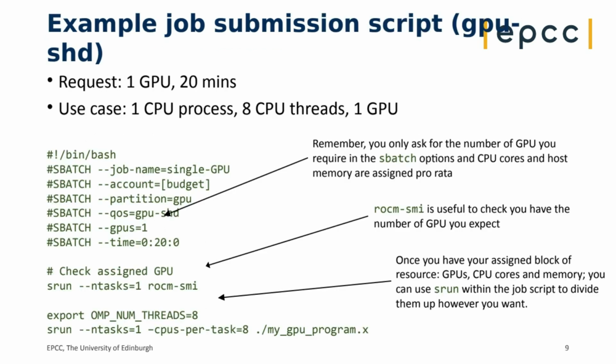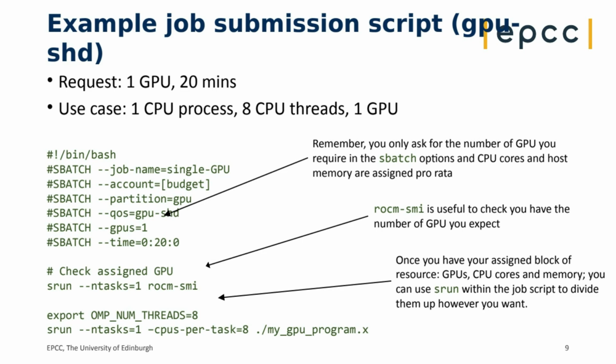So here's an example job submission script for a single GPU, potentially on a node shared with other users, for 20 minutes. So in this case, the use case here, we're looking at one CPU process, so potentially one process, 8 CPU threads, and one GPU.